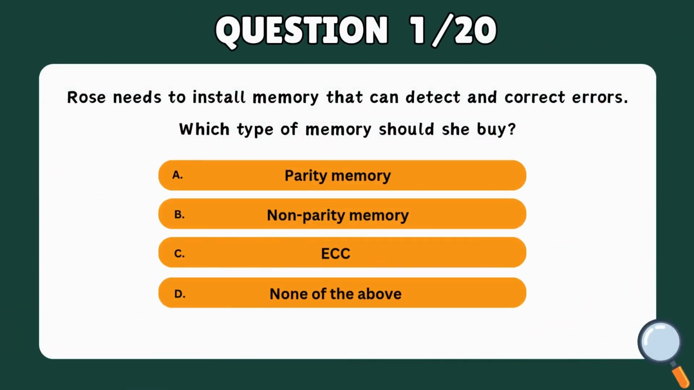Question 1. Rose needs to install memory that can detect and correct errors. Which type of memory should she buy? A. Parity memory. B. Non-parity memory. C. ECC. D. None of the above. Correct answer: C. ECC.